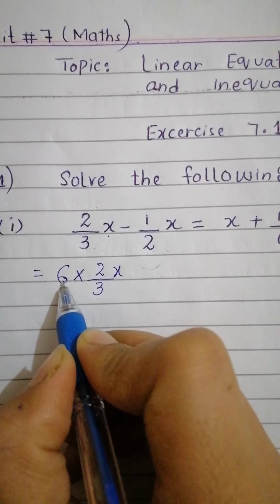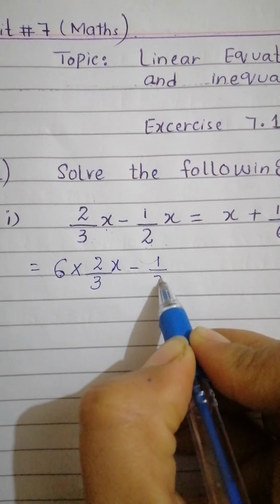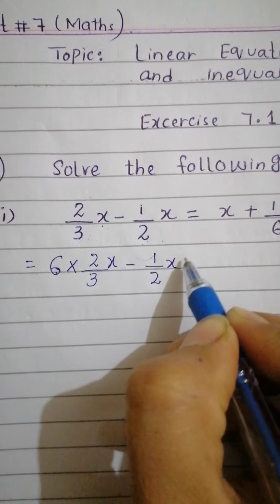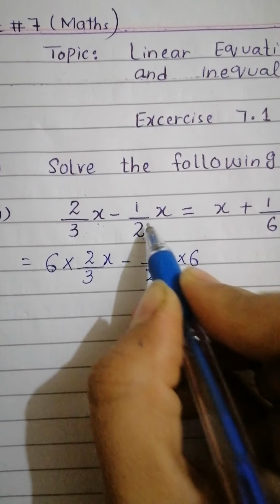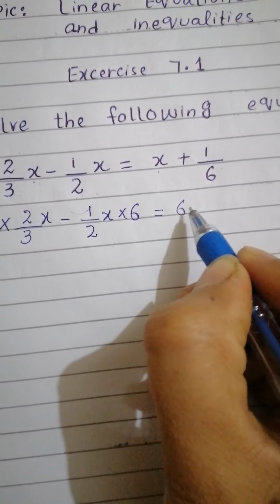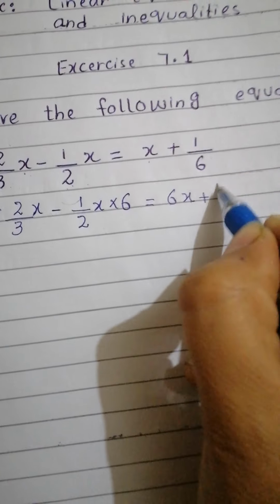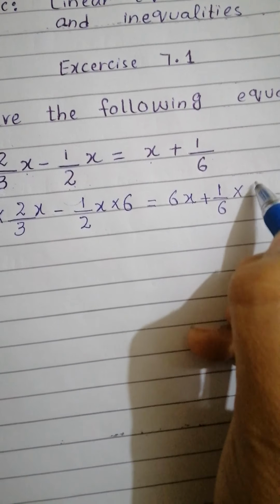by the LCM, and LCM is 6. So you will multiply each fraction with 6. 1 by 2x into 6. Then on each side, x will be multiplied by 6. This will become 6x. Then plus 1 by 6 multiplied by 6.